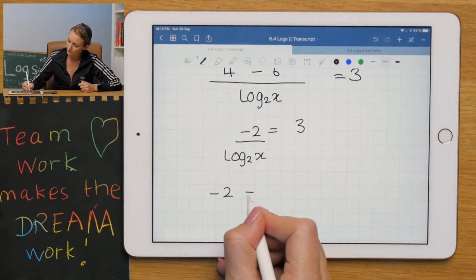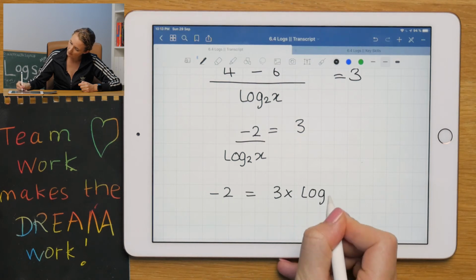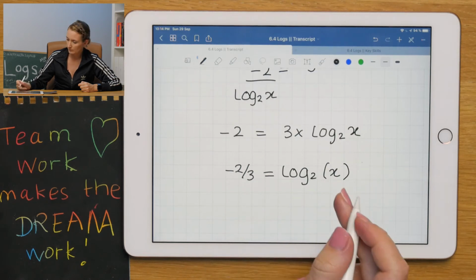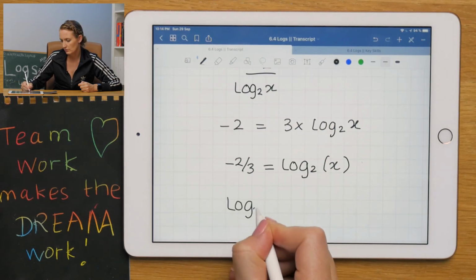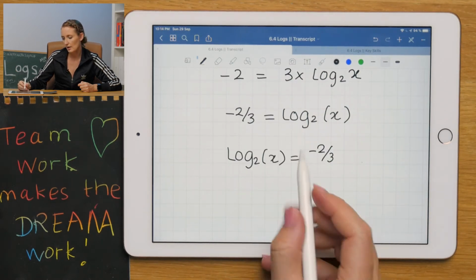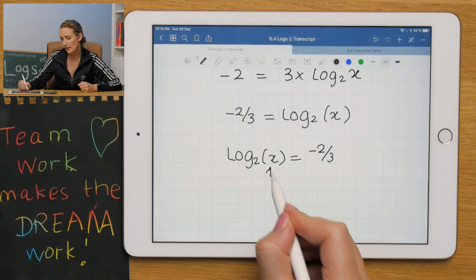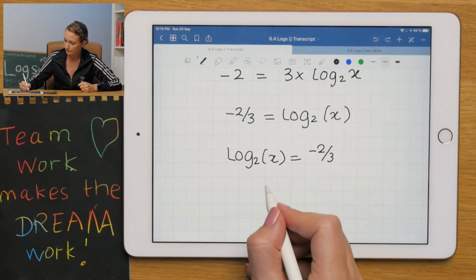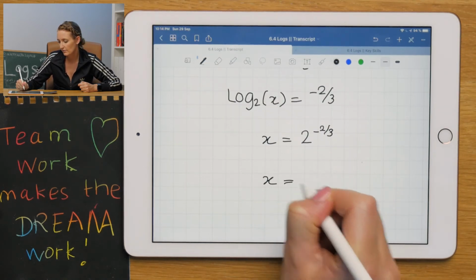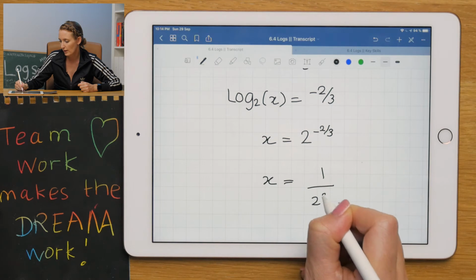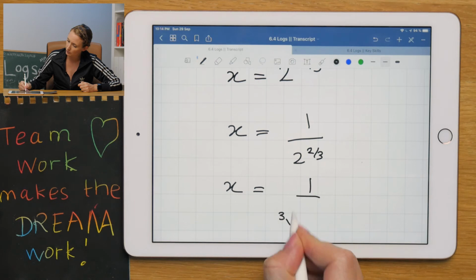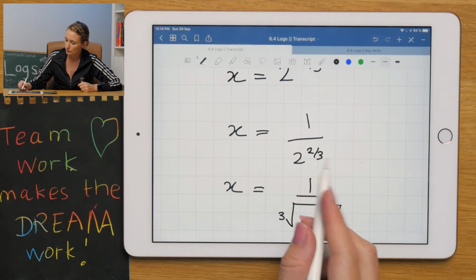So here we would have 4 minus 6, which is minus 2, divided by log 2x equals 3. I always want my log to be the subject of my formula, so I'm going to write this the other way around. I don't know why, I have some weird OCD. Now, we're allowed a minus over here, we're just not allowed a minus in there. So x is equal to 2 to the power of minus 2/3. If you want to simplify that, you could put 1 over 2 to the power of 2/3. Or you could have it as 1 over the cube root of 2 squared, which would be 4.